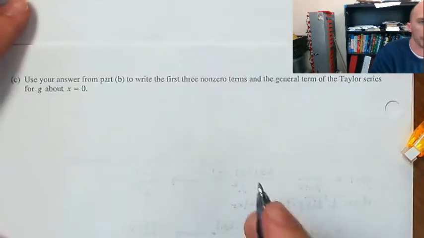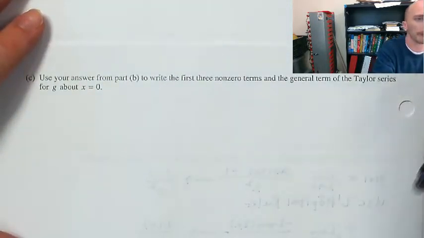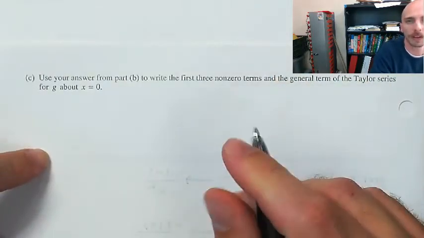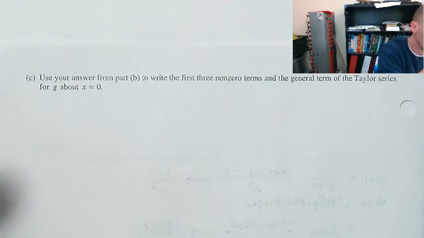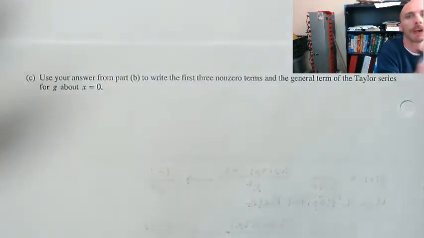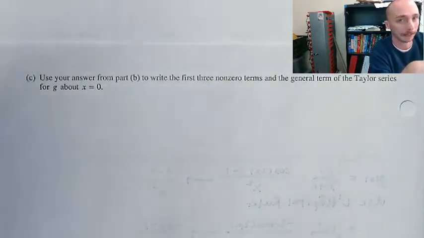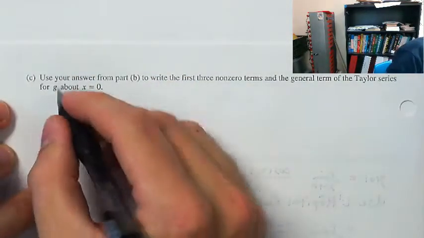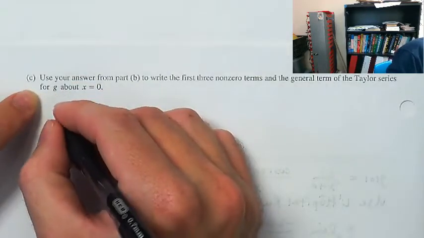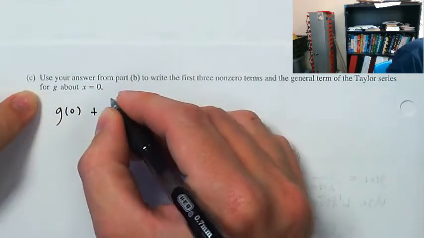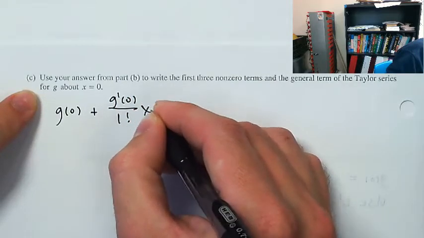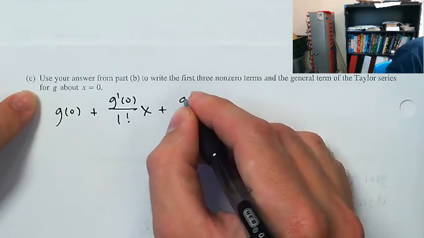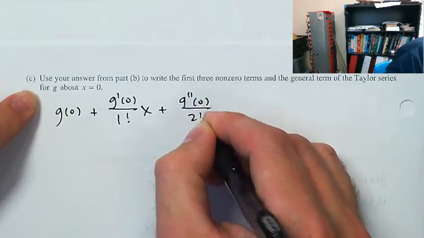Then I'm going to move on back here, and I'm going to use my answer from part B to write the first 3 non-zero terms and the general term of the Taylor series for g around x equals 0. It's good to write the skeleton, especially if you're just getting to that point. If you spent the time, put in the work, and memorized the Taylor series formula, then you don't need to do this. But if you're putting in the work right now, then you should say, all right, a Taylor series for g around x equals 0 is going to start with g of 0. And then it's going to be g prime of 0 divided by 1 factorial times x minus 0 to the first power, plus g double prime of 0 divided by 2 factorial.